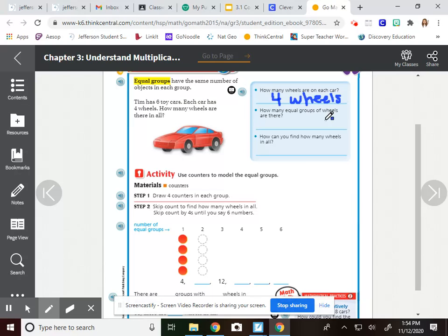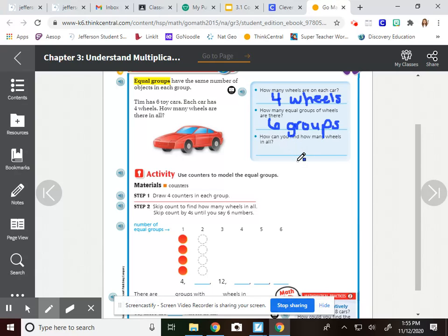So if we're looking at this problem, each group of wheels is going to be one car. So this question is actually asking how many cars are there, because the equal groups are cars. So Tim has 6 toy cars. So there's 6 groups. And then it asks, how can you find how many wheels in all?